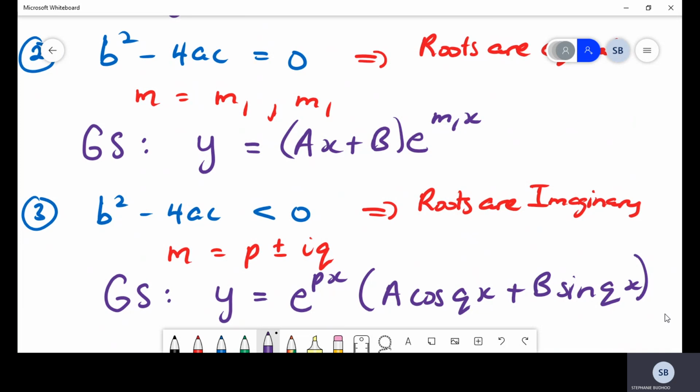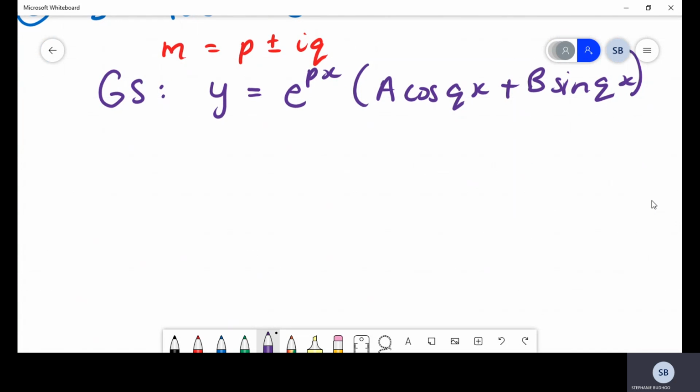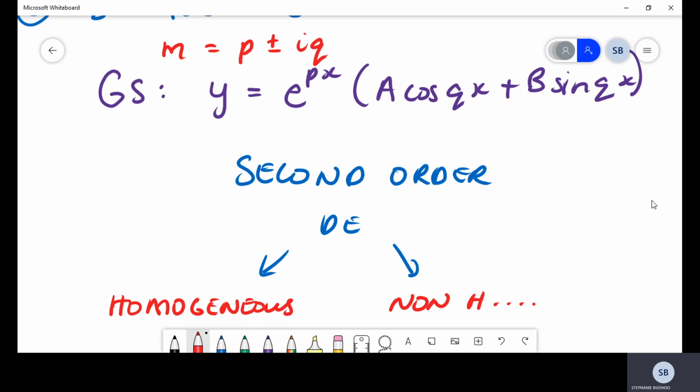Now, I also want to highlight something about the second order types of differential equations, and that's that usually, I'll write it on screen here. So we have second order differential equations, but they can be split into two categories, and one category is called the homogeneous, and the non-homogeneous.